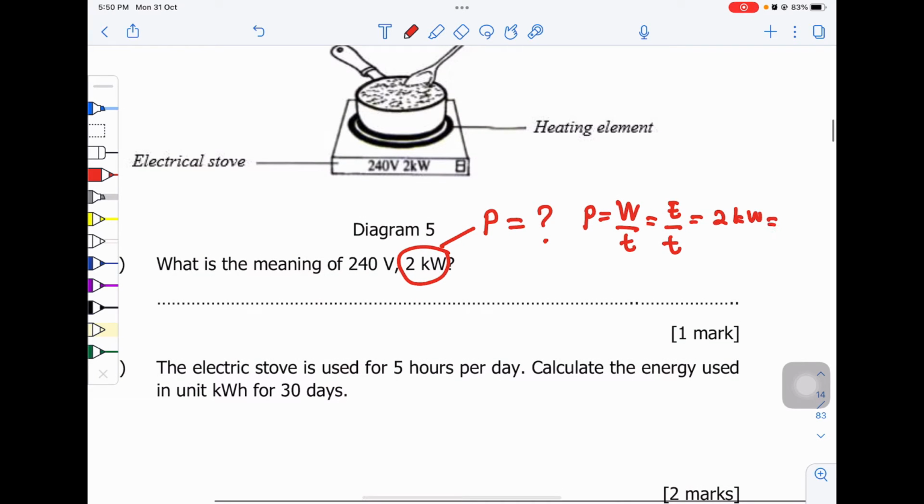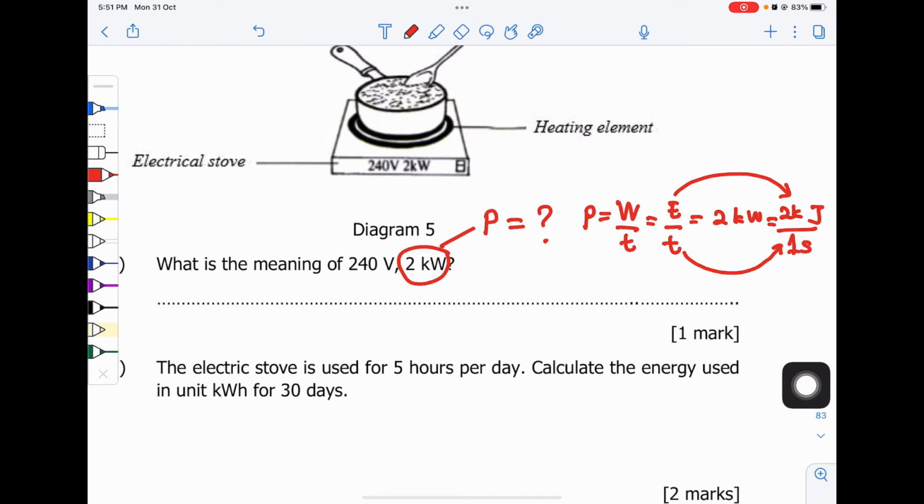So what is the meaning of 2 kilowatt? That means energy, the unit is in joule, so we say 2 kilojoule. Time must be in the unit second. So that is the meaning. It's actually similar, it's just that I changed the unit. If you write watt, that means 1 watt equals 1 joule per second.